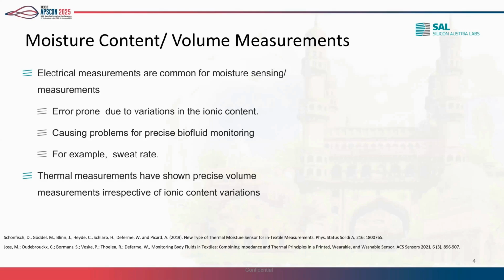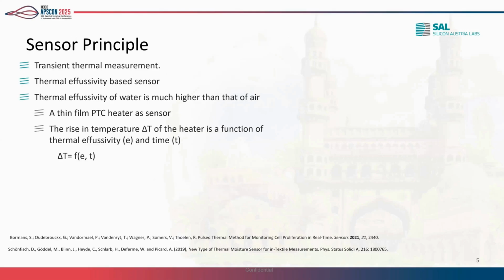In the literature, there are studies which show that thermal measurements can overcome this problem, as the ionic variations don't change the measurements much. So this is one way to overcome this problem. We are going to talk about that part, this thermal sensing, and first we see how this is going to be done. This is a transient thermal measurement, meaning it is only a short-period measurement. For a short period, we do this thermal measurement, a heating pulse.